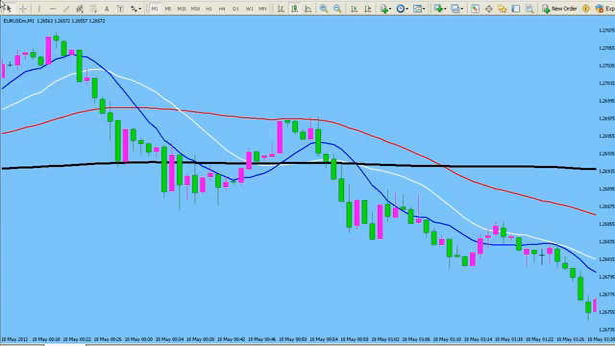Before you, you have the Euro USD on the 1 minute time frame. And what I want to ask you is, what is it that you see? I'll tell you what I see. I see opportunity. Now this is during an Asian session.